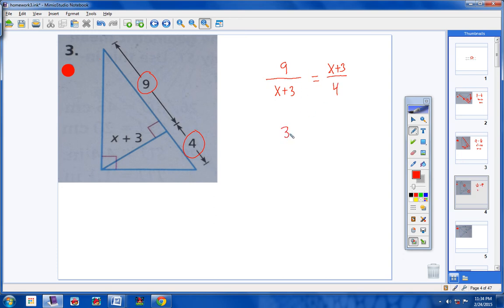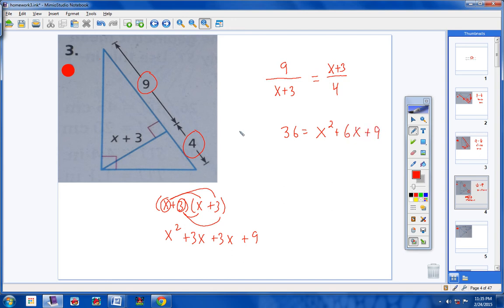9 times 4 is 36. X plus 3 times x plus 3. Now, students sometimes make mistakes here, so please watch carefully. X plus 3 times x plus 3 would be x times x, x times 3. Now take your 3. 3 times x. 3 times 3. So you took this x and you multiplied it by both terms over here. You took this 3 and multiplied by both terms over here. And you end up with x squared plus 3x plus 3x would be 6x plus 9.